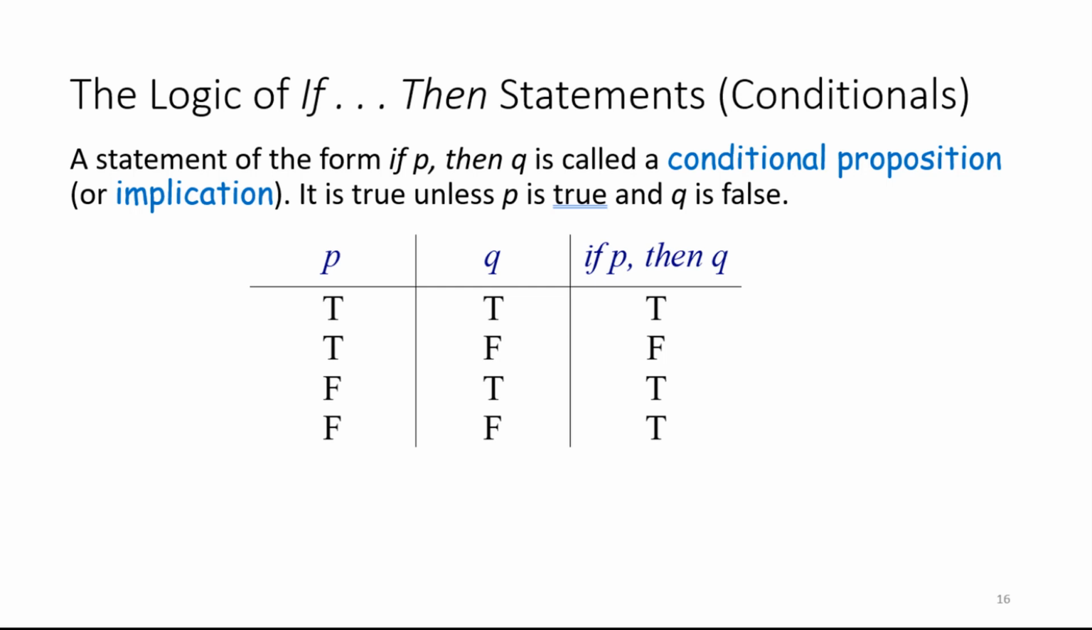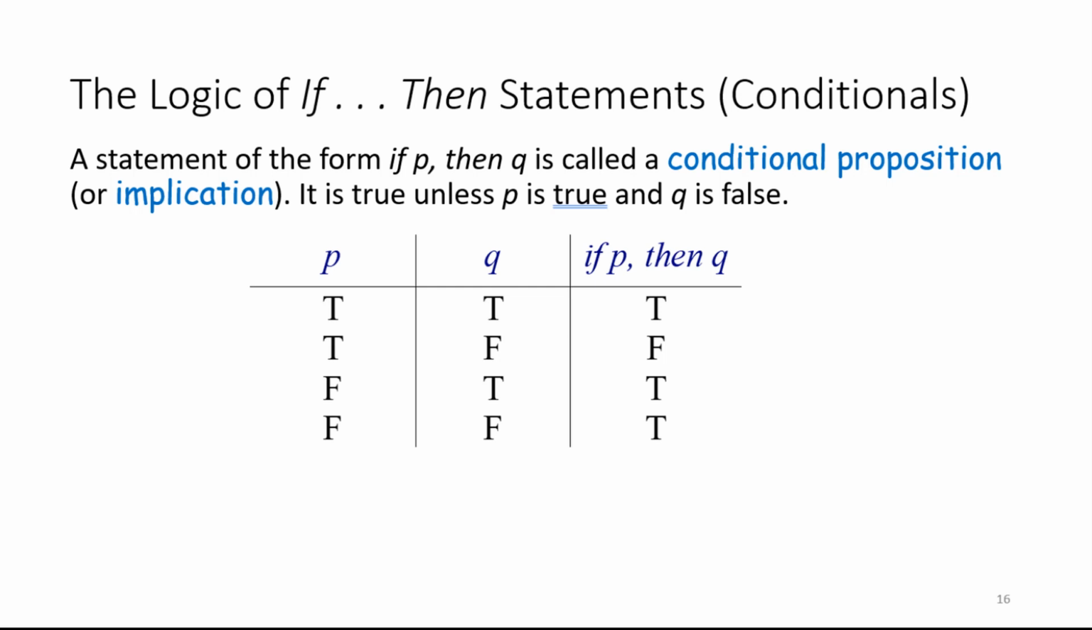However, if you promise to pick him up, so now we're looking at the second row, and you don't, that conditional proposition is false. It's a bad thing for you to say you're going to do something and you don't. Now, let's apply that to the third and fourth.